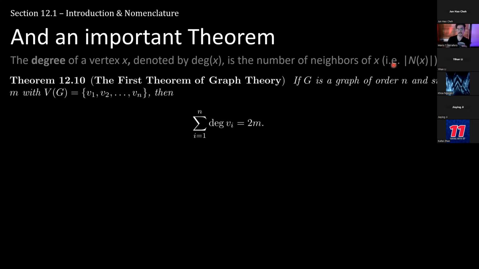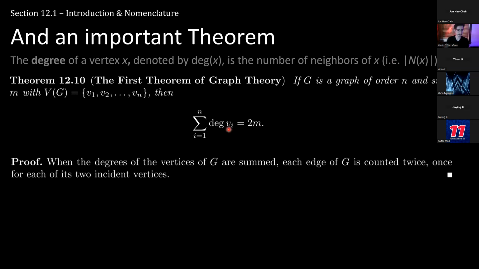So the first theorem of graph theory says, if G is a graph of order n and size m with the following vertices, then if we were to sum the degrees of all the vertices, we will get 2 times m, where again, m is the size, m is the number of edges. Can someone give me a quick intuition as to why that's true in the chat or unmute? Double counted, exactly right. Yeah, exactly right, Eugene.